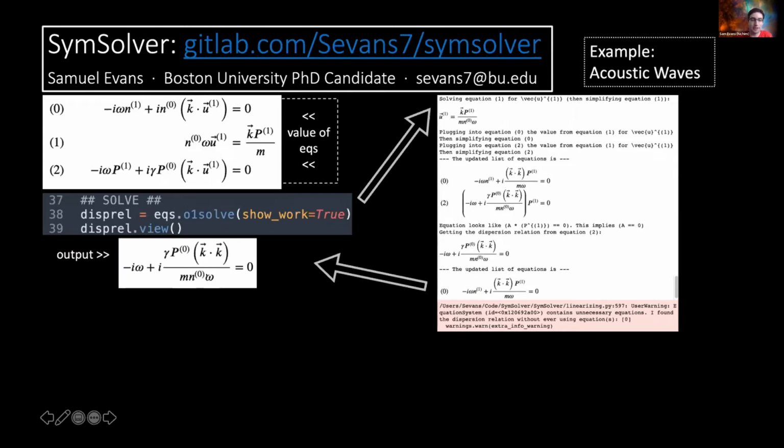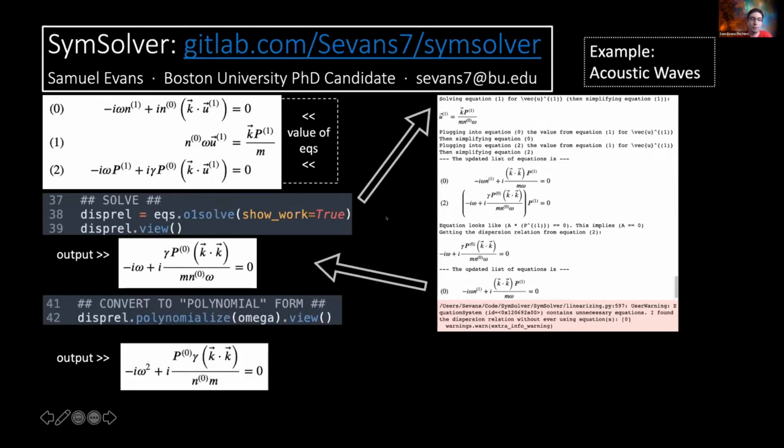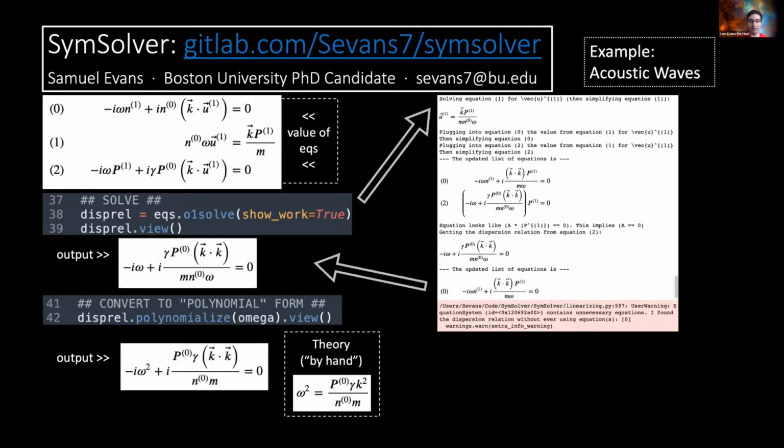This gives you the dispersion relation. The omegas in the bottom here, which is kind of ugly, you can run this function to bring all the omegas up to the top. And then here's what we get. So comparing to the theory, if you do it out by hand, or if you know the dispersion relation for acoustic waves, it's just the sound speed squared: ω² is the sound speed squared times k². And that is what we ended up getting here.